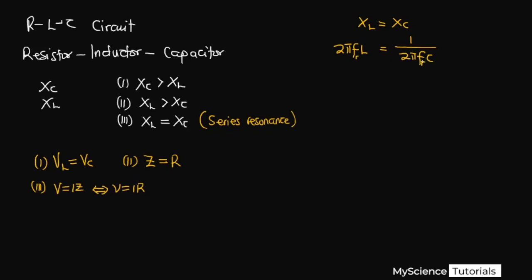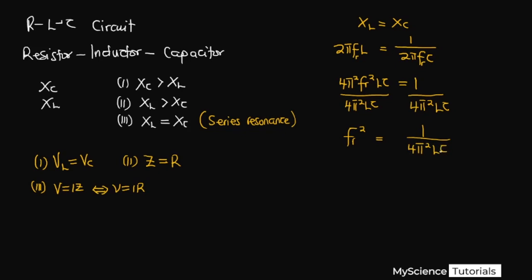So let's try to make the frequency the subject. If we cross multiply over here, we are going to get 4 pi squared FR squared LC, that is this multiplied by this, equal to 1. Because we want to make resonant frequency the subject, we divide both sides by 4 pi squared LC. So we have resonant frequency squared equal to 1 over 4 pi squared LC.